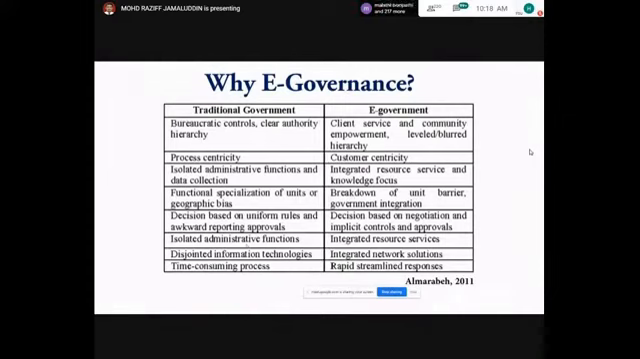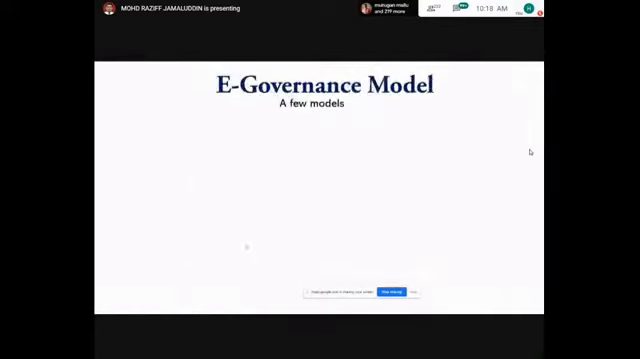And then let's go to the other models. We need to study, or go through, several models before we really understand this e-governance during this pandemic. Let's take a look at a few models that I gathered from the website.